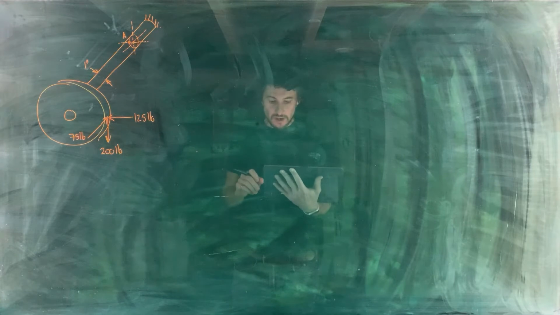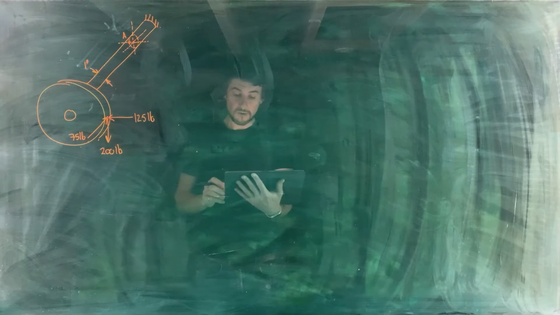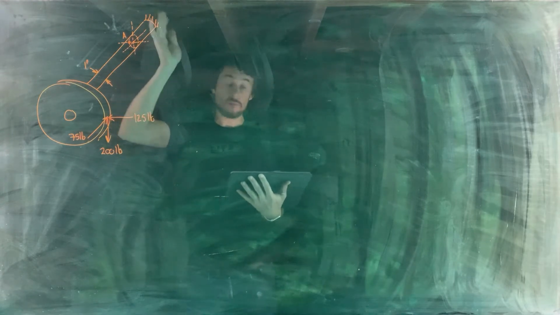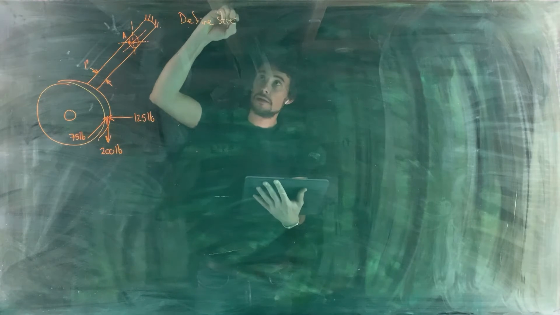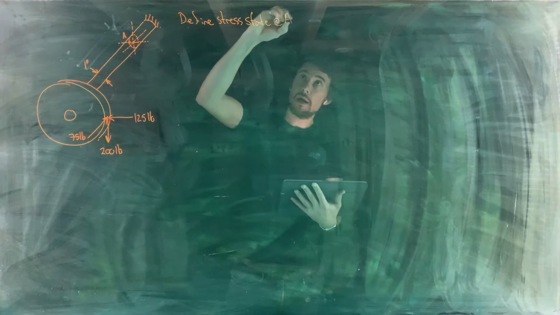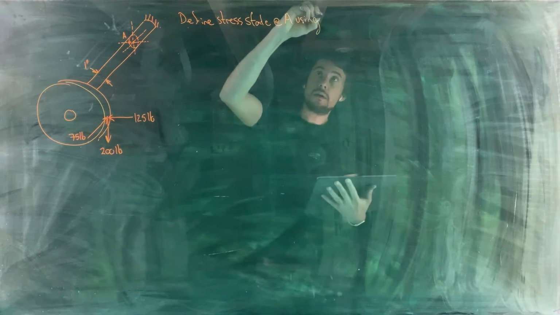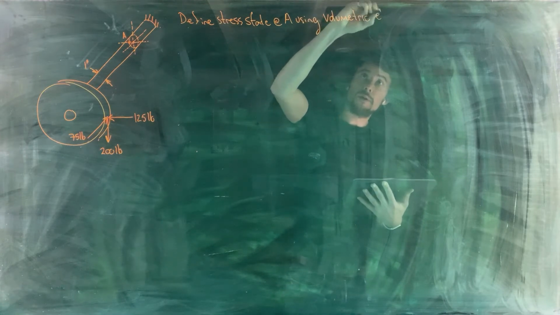Okay. So the question statement says, the A36 steel shaft has a diameter of 1 inch. Define the stress state within the shaft at location A using a volumetric element. So I'm just going to write that down and then we'll talk about what that problem statement actually means. So define stress state at A using a volumetric element.